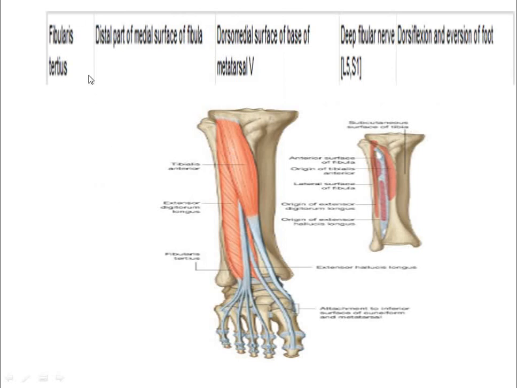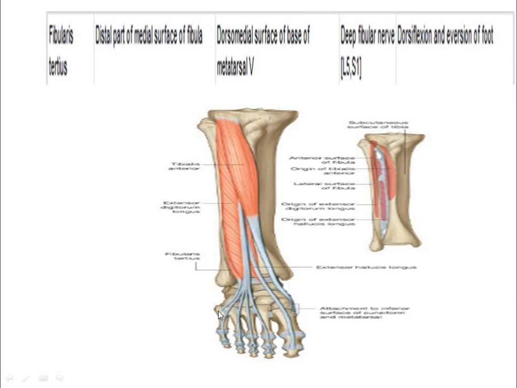Now the fourth muscle is peroneus tertius, or the fibularis tertius. This arises from the distalmost part of the medial surface of fibula, and this goes and attaches to the base of the fifth metatarsal bone.